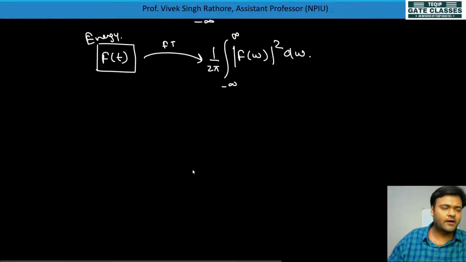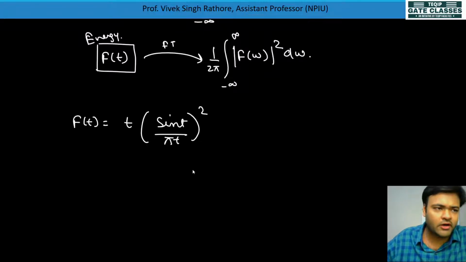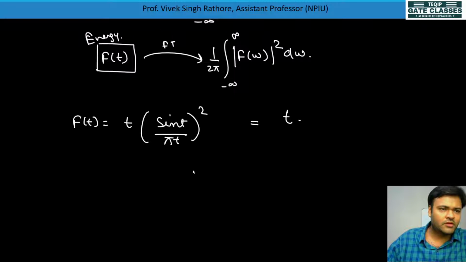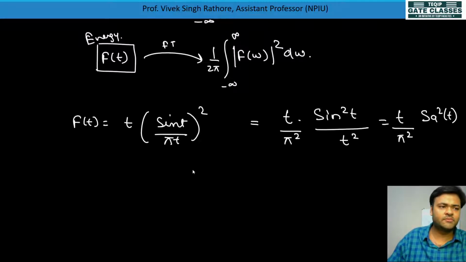So let's do it. F of t is what? Your f of t is nothing but t into sine t by pi t whole square. This is your f t. Now you need to calculate what? Fourier transform for it. So let's do it. T into sine square t will be there, here pi square will be there, t square can be written here. So I hope that sine square t by t square can be written as t by pi square into sampling square of t. Okay, this is simple way to write.